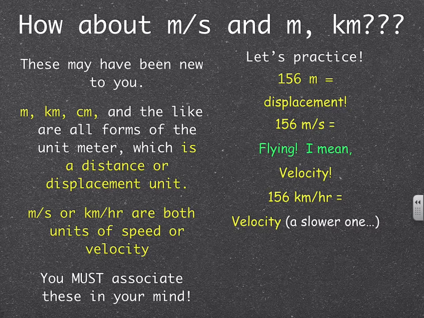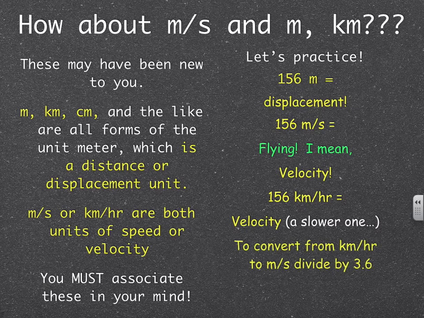How do I know that this is a slower velocity than that one is? They both say 156, aren't they the same? Kilometers and time units. Yeah, it's like if I'm paying you in pennies or if I'm paying you in dollars. It makes a difference, right? So how do I convert between the two? Sometimes you need to convert between kilometers per hour and meters per second.